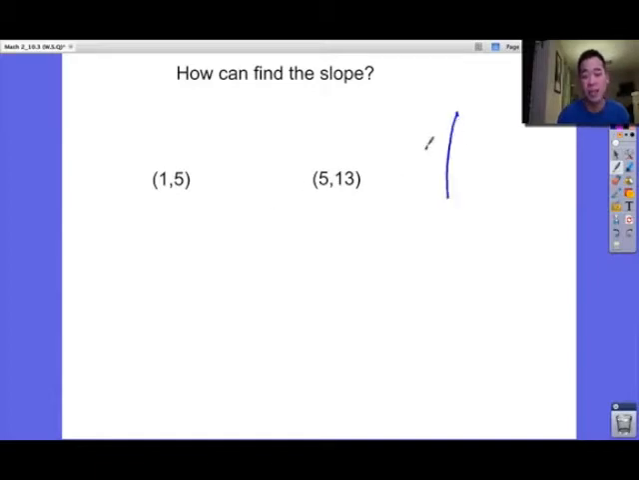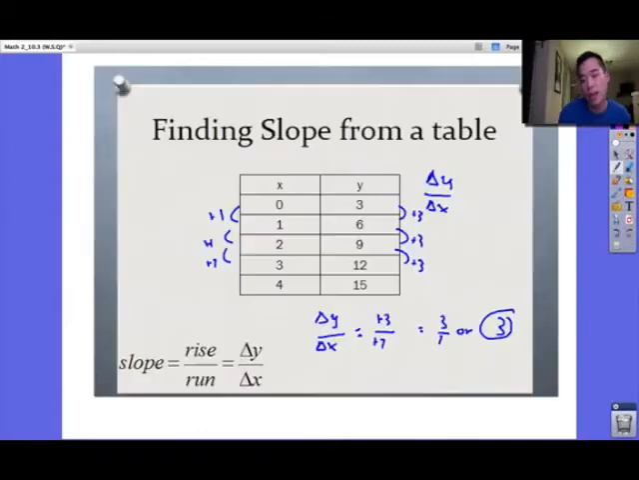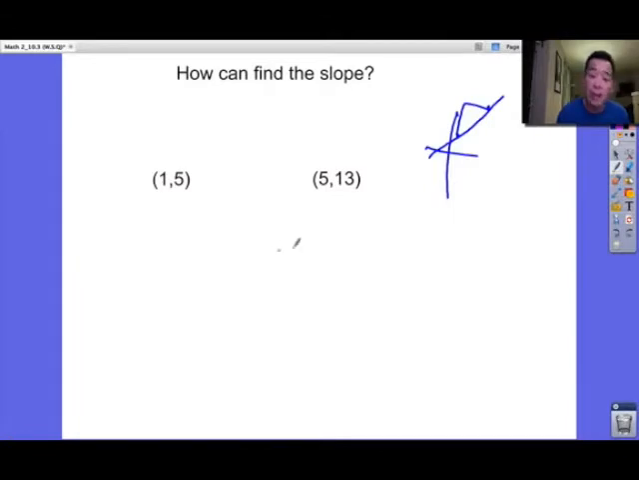Sketch something like this, and if you have exact graph paper, you know that (1, 5) is going to be right there, and (5, 13) is going to be right there. It's going to be a positive line, and then you can do your rise over your run. That may take a while, but why not just do what we did in the previous slide? See, this is a t-table. It's a vertical t-table. We can do the same thing here.